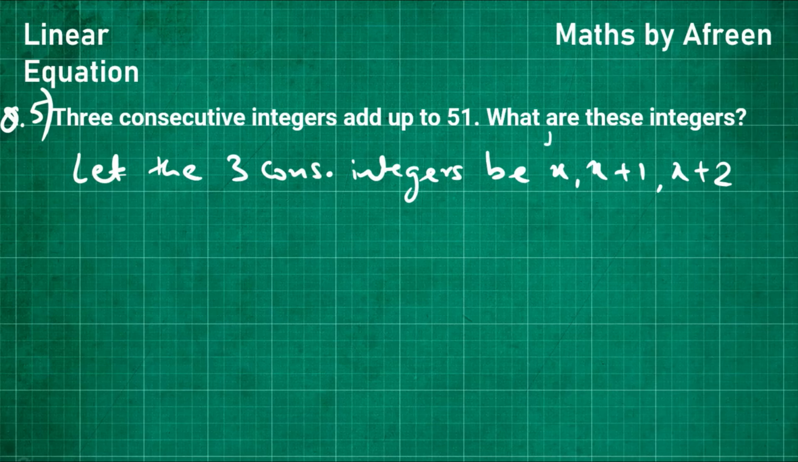Suppose if x is 2, then this will be 3 and this will be 4. If x is 4, then this will be 5 and this will be 6. Like these are the consecutive integers. Now we will solve.